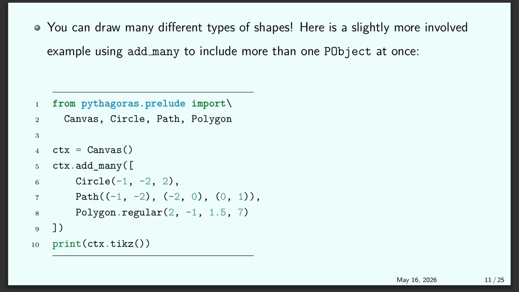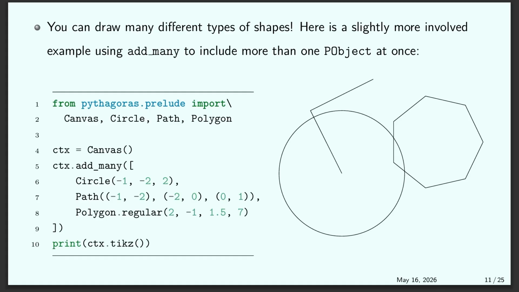So, from Pythagoras prelude, what we're going to import now is a canvas, a circle as before, and a path and a polygon. A path is a simple collection of points that are going to be joined by lines. And a polygon is a closed collection. It's useful because it provides a regular polygon constructor, which creates a regular polygon. The 2 and the -1 here are the x and y coordinates, 1.5 is the radius, and 7 is the number of sides. So altogether, what you get is this, right?